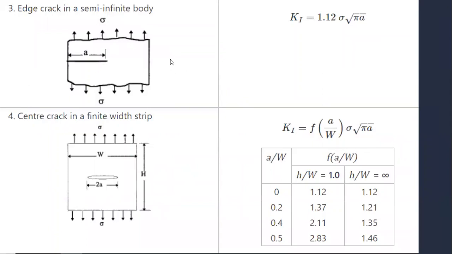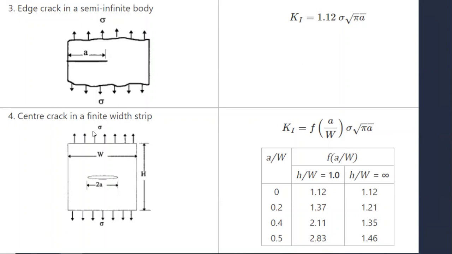So this is the next body. It's a semi-infinite body. So this is an edge crack. Just now we have seen the center cracks. Now it's an edge crack of length a. This is the stress intensity factor for this: K_I is equal to 1.12 times sigma root over pi a. So it clearly says that the specimen geometry factor is 1.12.